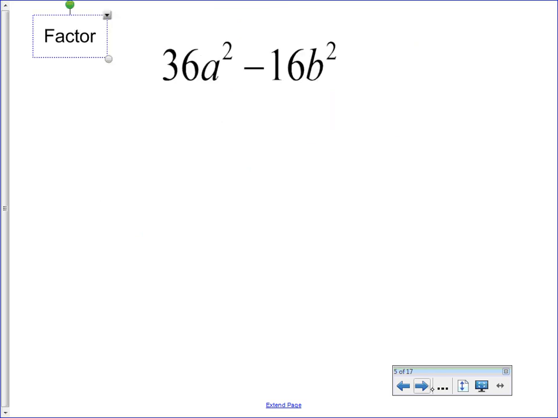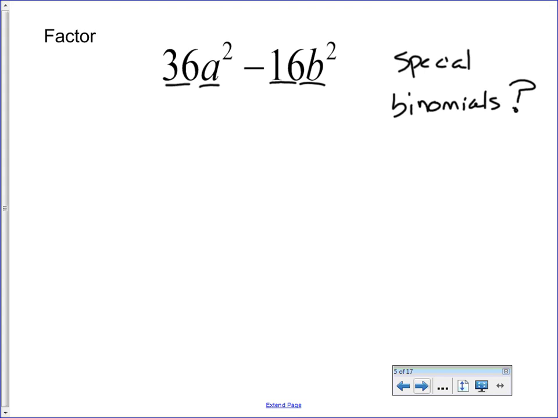All right, for number 4, we look at this. It only has 2 terms, so we ask, is it one of our special binomials? Is it a difference of squares, a difference of cubes, or a sum of cubes? And looking at it, I see a whole bunch of squares. So this is, in fact, a difference of squares.